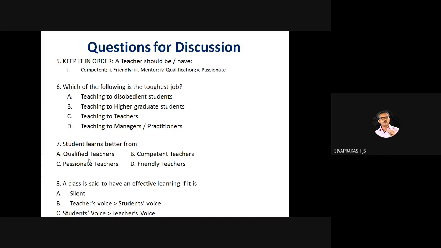Next, question number 6. Which of the following is the toughest job in teaching? Option A, teaching disobedient students. Option B, teaching higher graduate students. Option C, teaching teachers. Option D, teaching managers or practitioners.